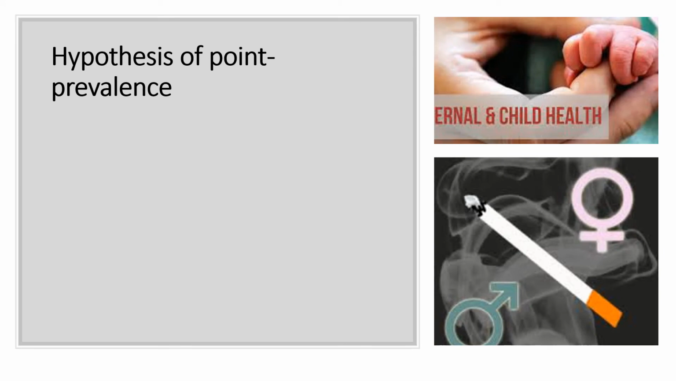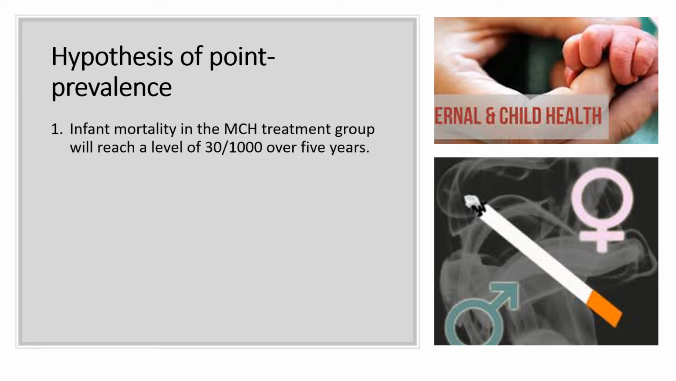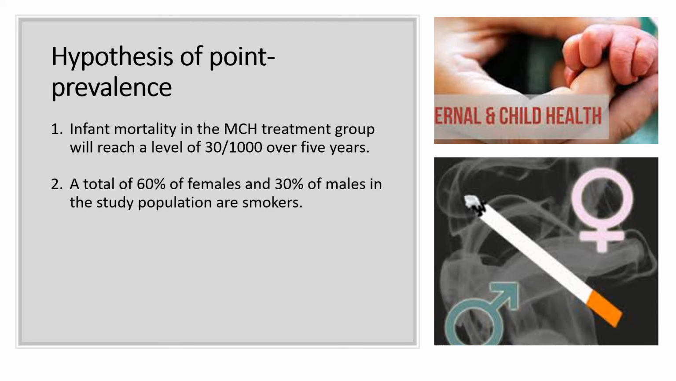The third category is the hypothesis of point prevalence. A researcher may have enough knowledge about the smoking behavior of the community or the treatment program and its likely outcomes to speculate almost the exact prevalence of the situation or the outcome of a treatment program in quantitative units. Let's see how. Now examine the third hypothesis in both sets of examples. The level of infant mortality is 30 per 1000 and the proportion of female and male smokers is specified as 60 and 30% respectively. This type of hypothesis, where a quantitative unit is specified, is known as hypothesis of point prevalence.